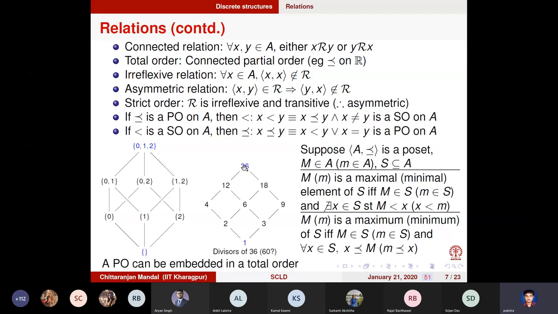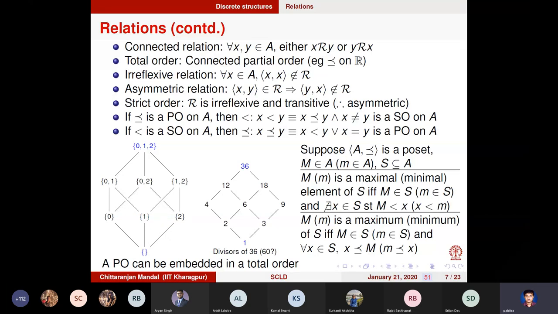So which is that element in this upper bound which is not greater than or equal to the others? Or rather I can also put it this way, which is less than or equal to all other elements of the upper bound. So among this set 12, 18, 36, find out one of these three which is less than or equal to all other elements. Can anybody say? Does it exist? It does not exist.